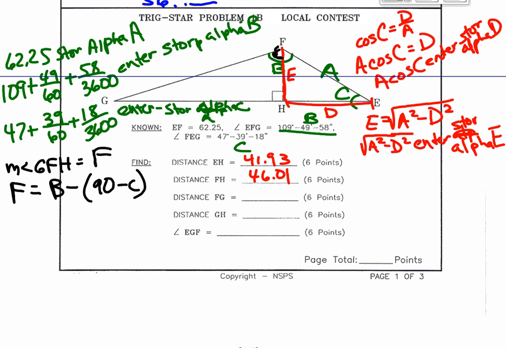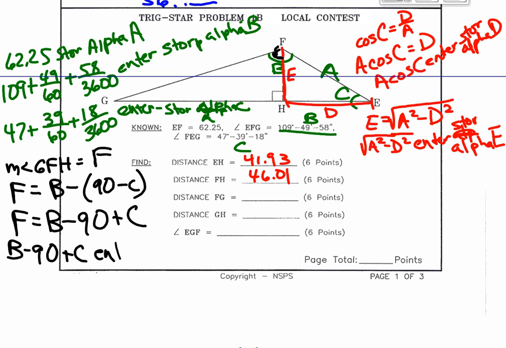And so that 90 minus C is that little piece right there. And so F is equal to B minus 90 plus C. And I can just type that in, B minus 90 plus C, enter, and then store as alpha F. And then I'll have that little angle right there. I wasn't asked for that angle, but it's going to help me get something as I go.